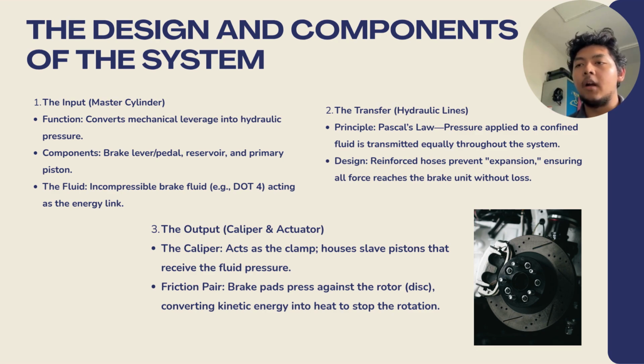And finally, the output: caliper and actuator. The caliper acts as a clamp and houses slave pistons that receive the fluid pressure, and the friction pair, which is the brake pad, presses against the rotor or disc, converting kinetic energy into heat to stop the rotation.